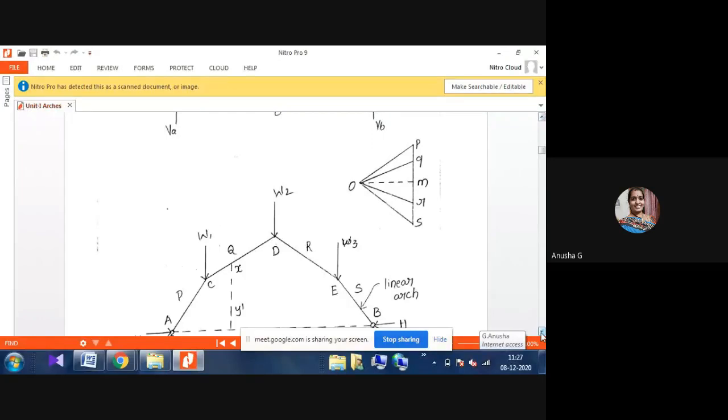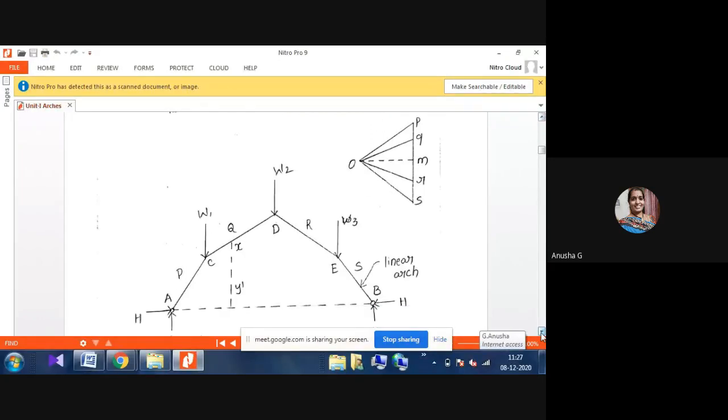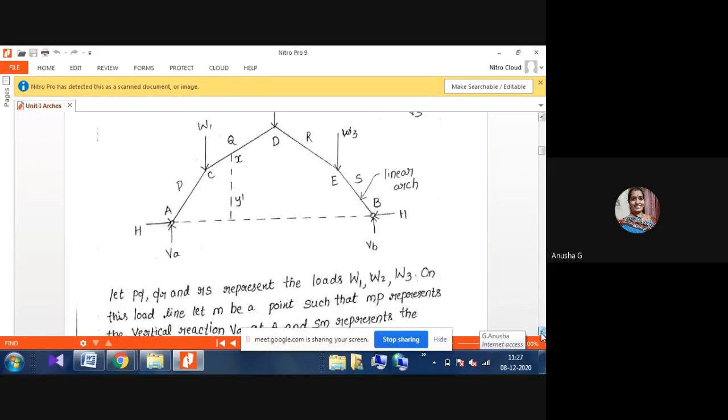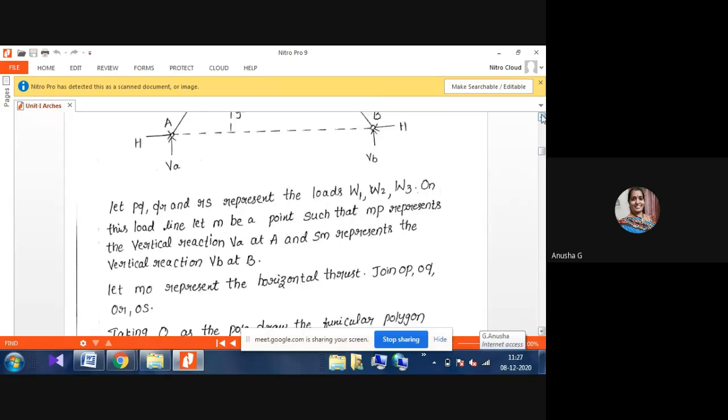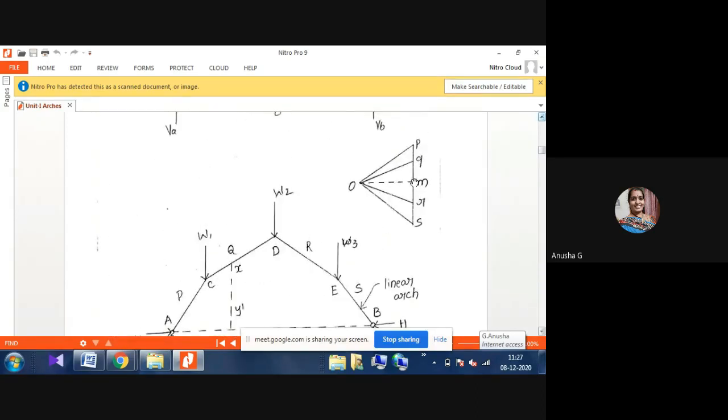This one you already know from our engineering graphics topics: how it looks once we see from the top, and once we see it from the side. Here you can observe PQ, QR and RS represent the loads W1, W2, W3. Let M be the point such that MP represents the vertical. This MP will represent the load PQ, QR and RS, which are the loads already observed. Then M is the center point from the starting line, and P and S are the two other corner ends.